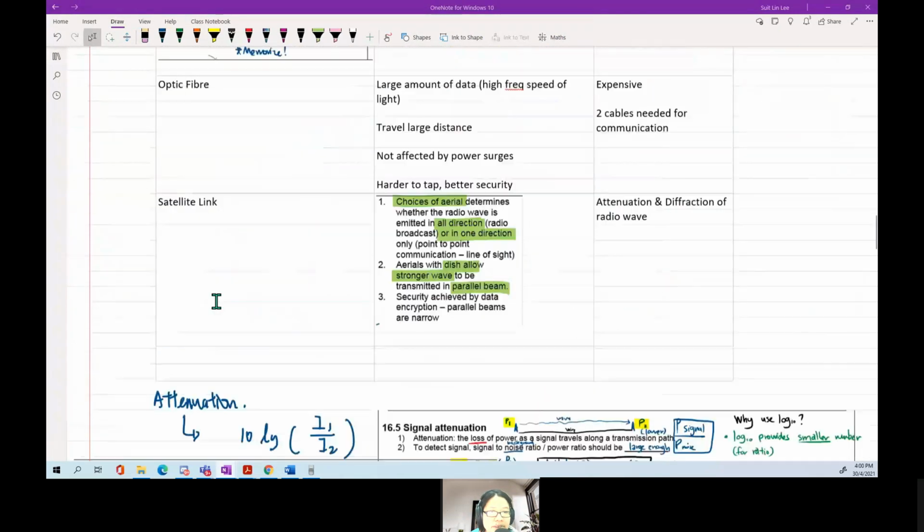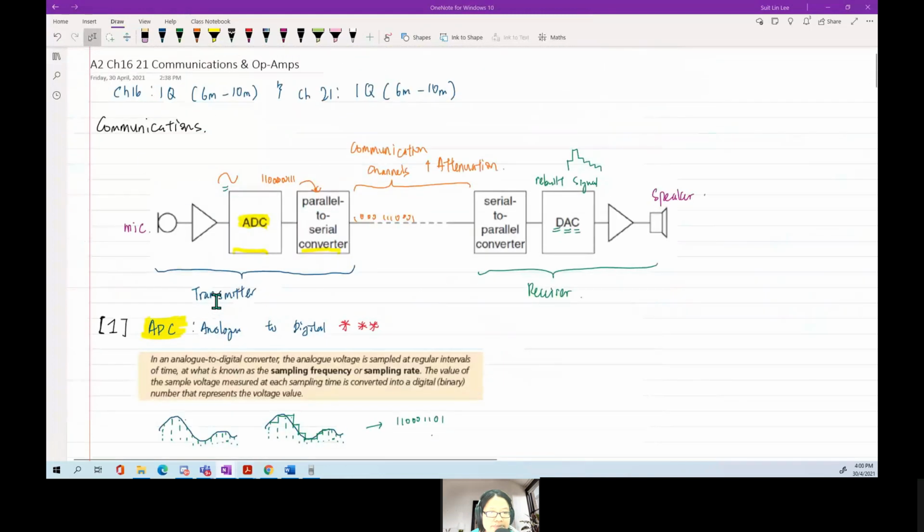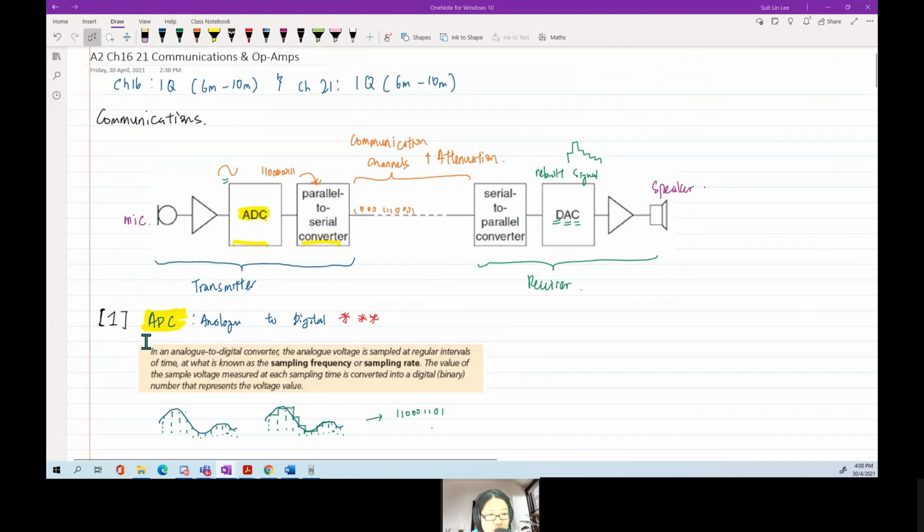Okay, what else are we missing? Let's go back to the block diagram. So we have done the communication channel and attenuation. We have done the receiver. We have done everything except the actual signal itself, which is AM and FM modulation.